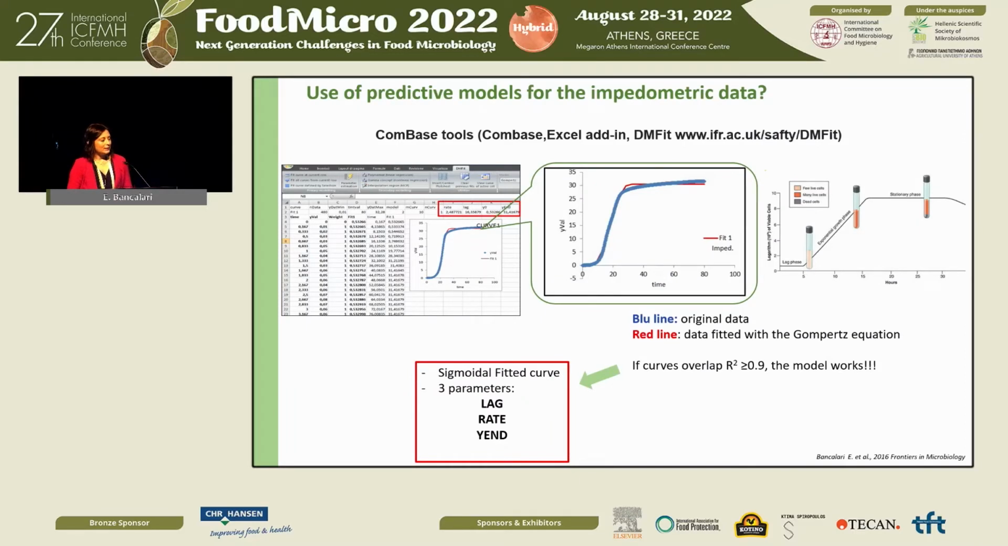We have done this by applying a predictive model, and we decided to use an Excel add-in, and through the use of the Gompertz equation, we were able to definitely and objectively describe the whole impedometric data set and the whole curve by only 3 parameters.